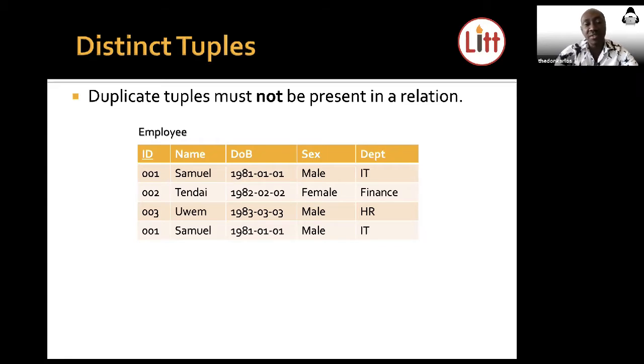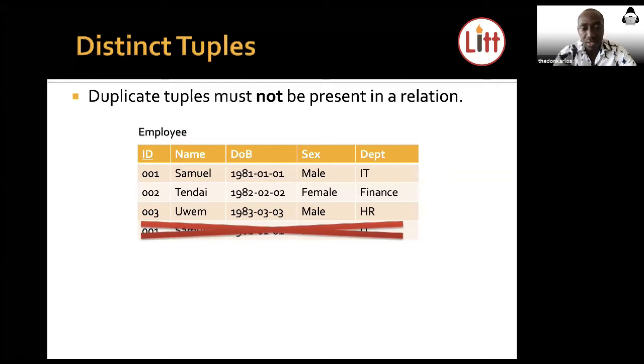Because obviously, if you have a relation of employees where 2 employees have the same ID, having the same name with the same date of birth, then there should be some problem. All the other attributes could be the same, but the ID alone should be distinct for 2 different employees. So the relational data model allows distinct tuples. It doesn't allow duplicates. Okay. So in this case, we would have to remove that second occurrence of that employee in our database.